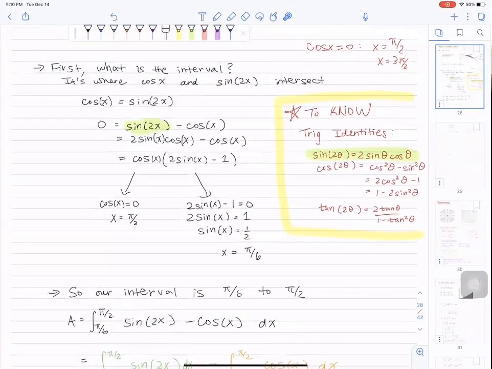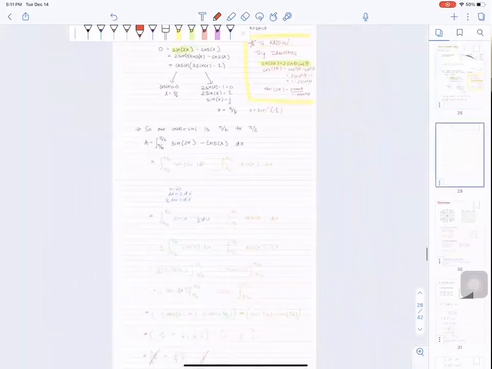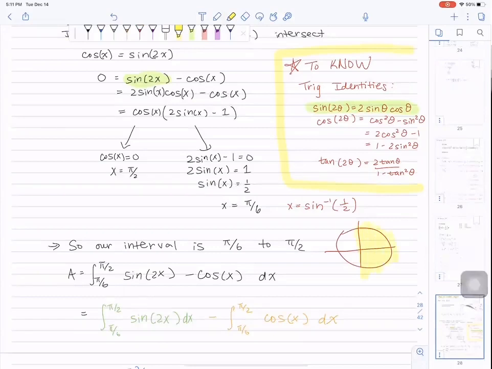How do I know that? Because you could do x is inverse sine of 1/2. Inverse sine is only defined from negative pi over 2 to pi over 2. Like if you think of the unit circle, inverse sine is only defined on this highlighted part.